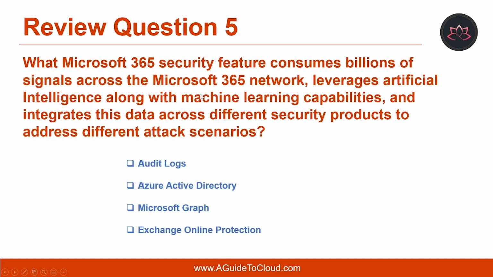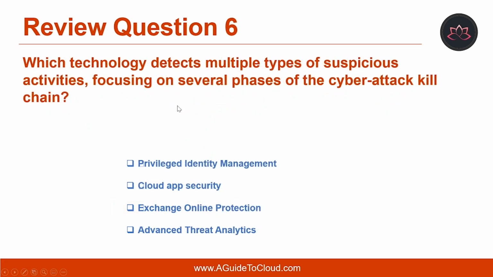Question number 5. Which Microsoft 365 security feature consumes billions of signals across the Microsoft 365 network, leverages artificial intelligence along with machine learning capabilities, and integrates this data across different security products to address different attack scenarios? The correct answer is Microsoft Graph. Let's look at question number 6. Which technology detects multiple types of suspicious activities, focusing on several phases of the cyber attack kill chain? The correct answer is Advanced Threat Analytics.